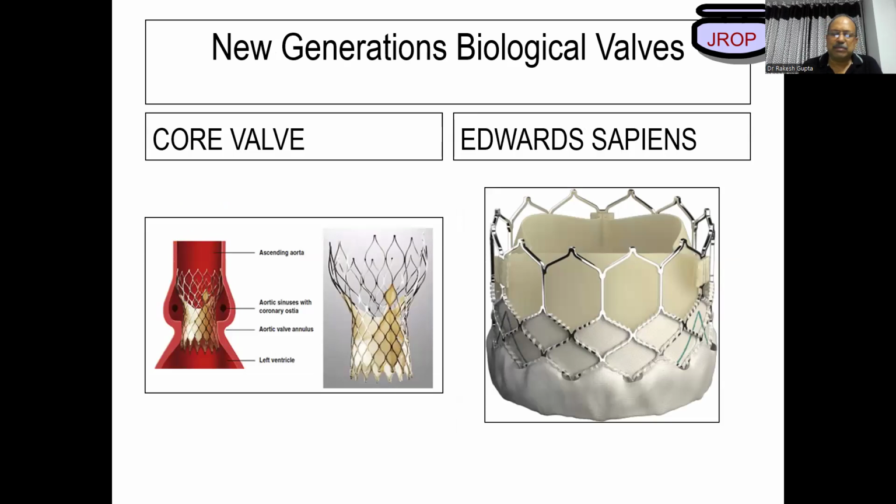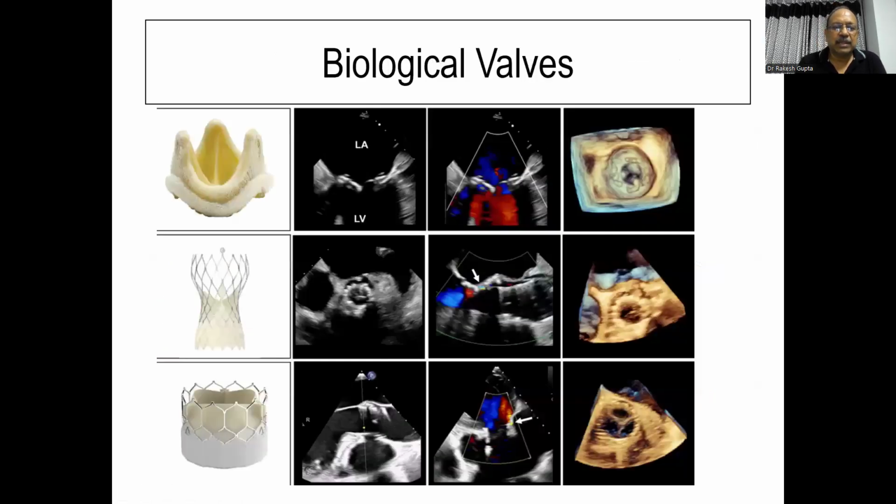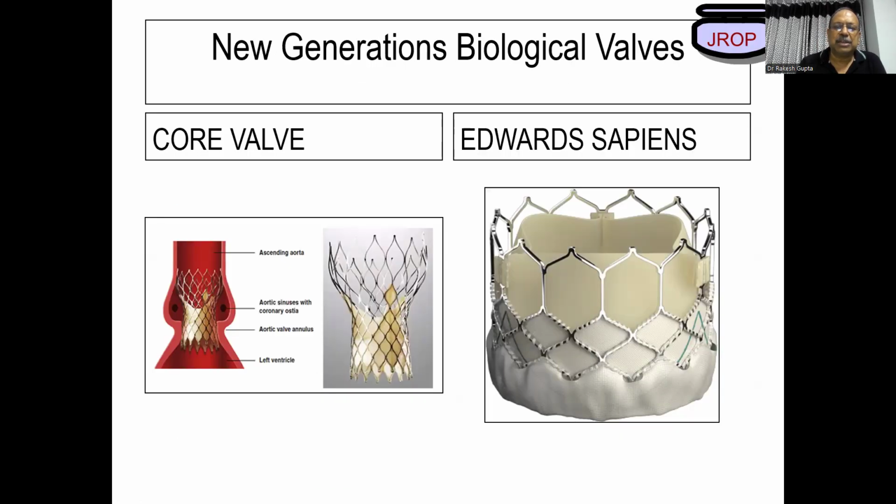Everybody of you must be knowing about them. This is a new generation of biological valve. To begin with, we had the CoreValve, which was implanted in the TAVR procedure. Then came the Edwards Sapien. And these valves were the majority of the time used in aortic bioprosthetics.